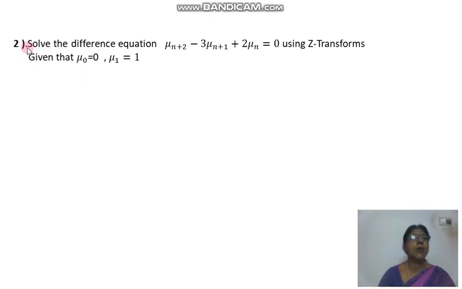See the second problem. Solve the difference equation u(n+2) - 3u(n+1) + 2u(n) = 0 using Z transforms, given that u(0) = 0, u(1) = 0. What is the difference between the second problem and the first problem?